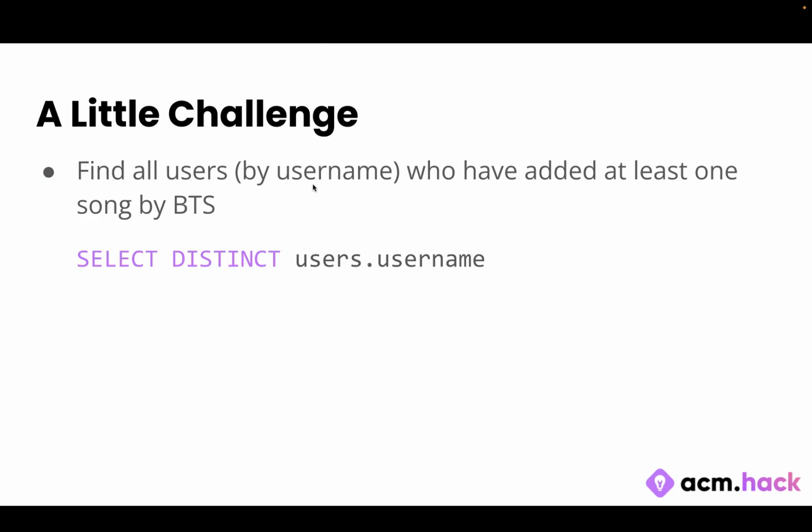Now I need to select from what? I'm going to select from my users. So I'm selecting distinct usernames from my users. But how am I supposed to get all the BTS songs? I need to somehow mush together users and songs.